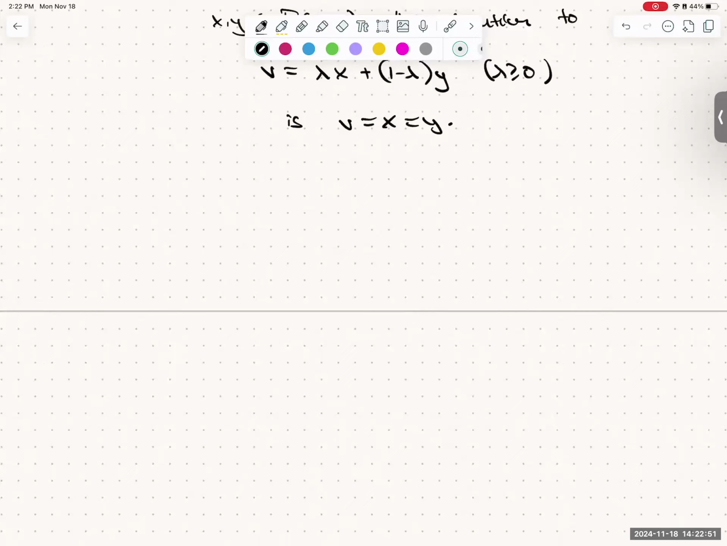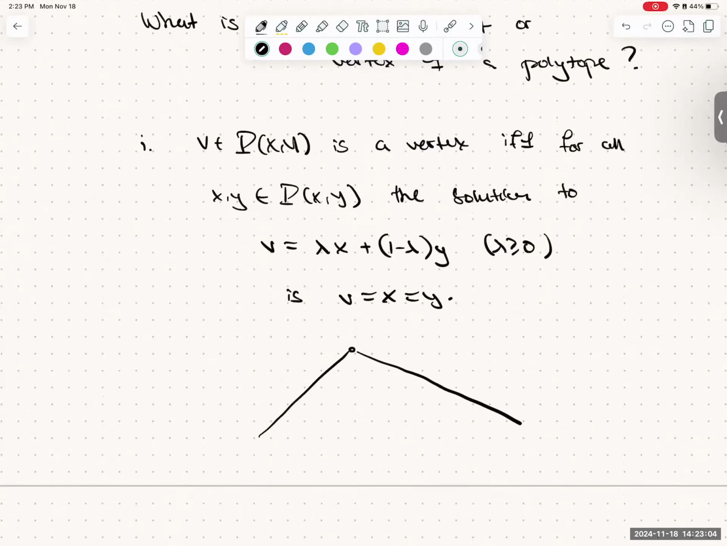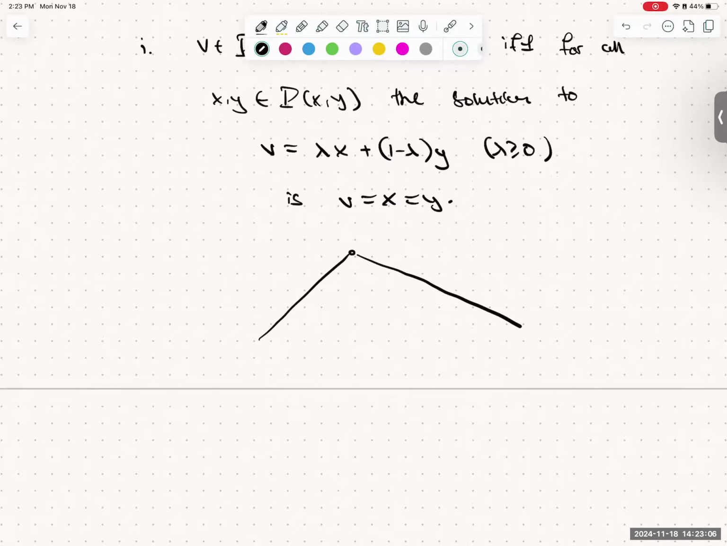So what is this one saying? This is like, I have something like this, and if it's a vertex, it means I just cannot write it as being in the convex hull of any other 2 points. So this is kind of the picture that we have in mind. So this is V. And you can see that the only way to write it as a convex combination would come from points that are outside of our polytope.